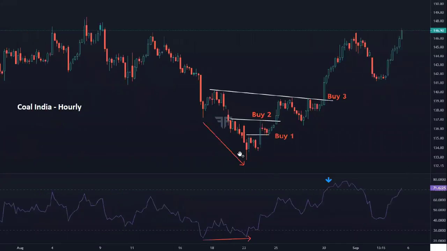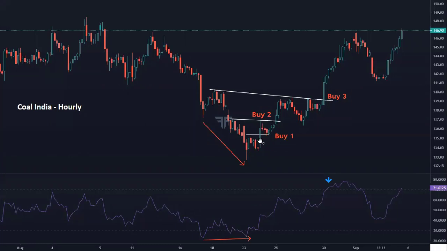Drilling down to the lower time frame, I see that a classic bullish divergence is formed between price of Coal India and the RSI indicator. Going forward, price has made a low. From there, it has bounced, corrected a bit, and then went on to break above this interim high. So that is where I will place a buy order.